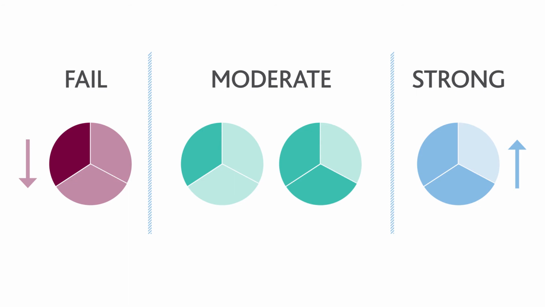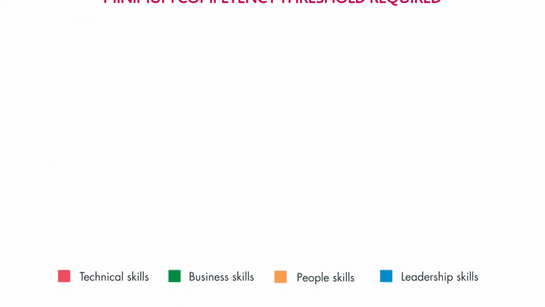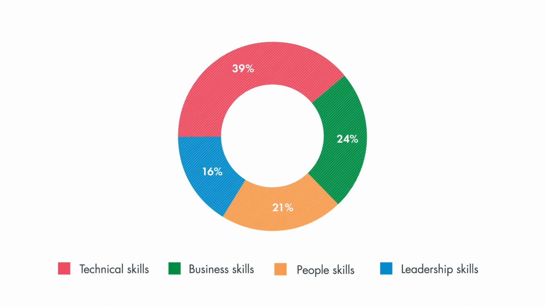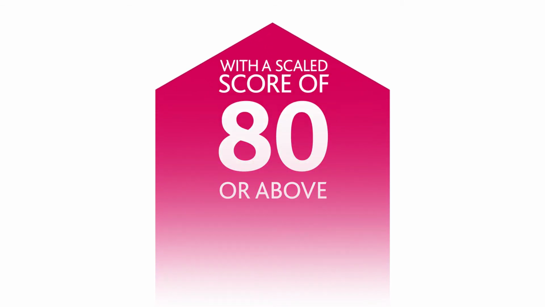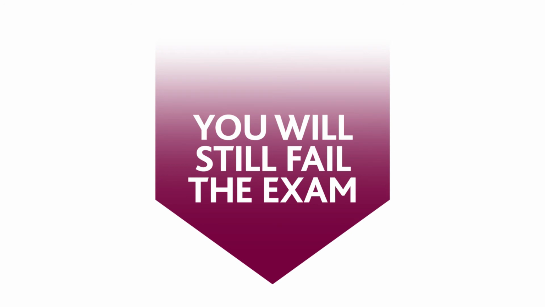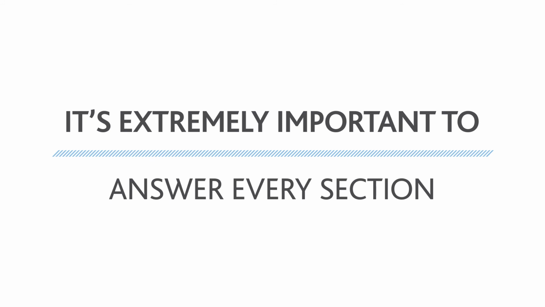What is very important here is that there is a minimum competency threshold required across all 4 areas to pass the exam, irrespective of your overall scaled score. So, for example, for people skills, you would need to achieve approximately 1/3 of the 21% mark allocation for this area in the exam to reach the minimum competency threshold. In other words, if you obtain a fail grade against any of the competencies with a scaled score of 80 or above, you will still fail the exam. This highlights the extreme importance of answering every requirement within every section of the whole exam.